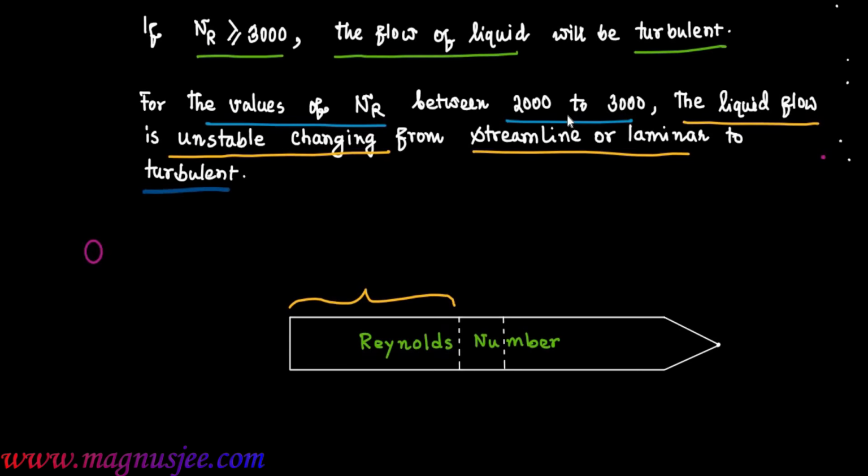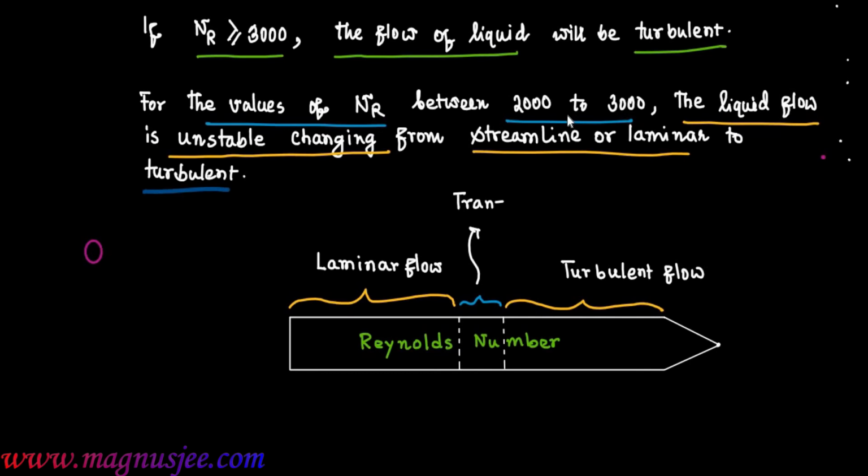For small value of Reynolds number, in this range, the Reynolds number is small and the fluid flow or liquid flow will be laminar. This is laminar flow, and this range indicates turbulent flow. And between laminar flow and turbulent flow, this range indicates the unstable state, changing from streamline to turbulent. This is transitional flow in which the flow is changing from streamline or laminar to turbulent.